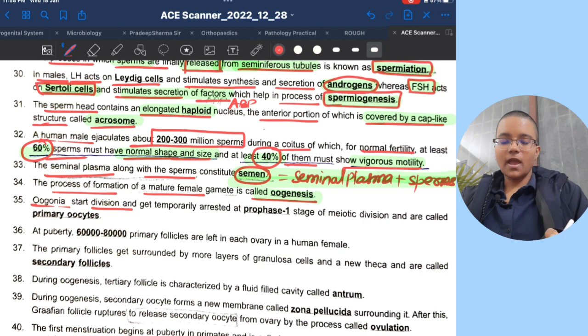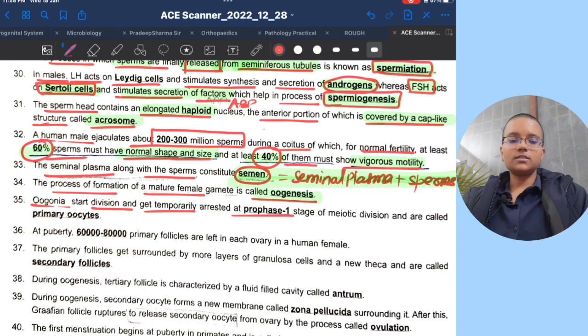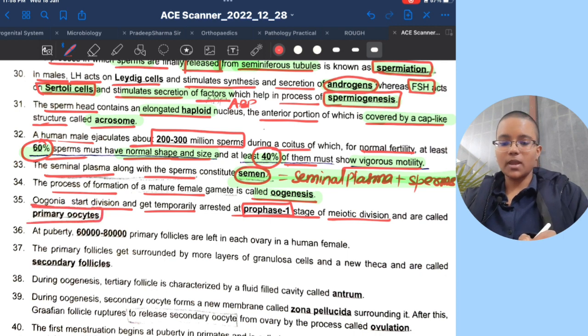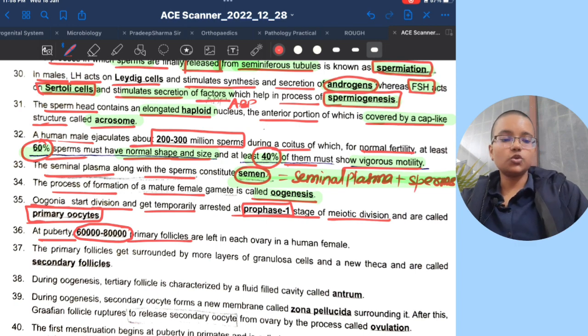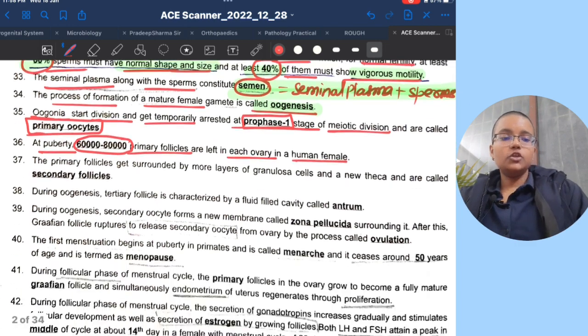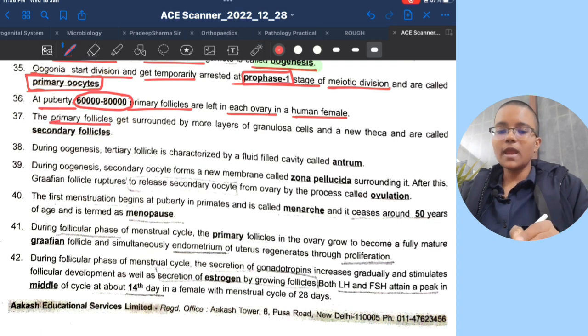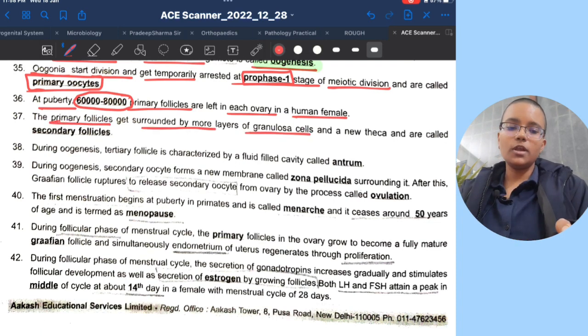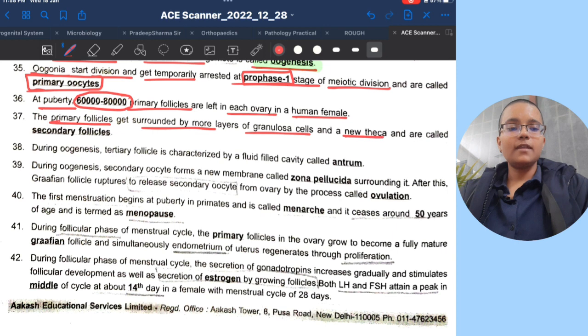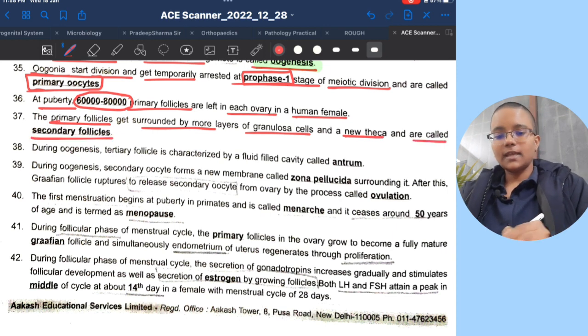Oogonia start division and get temporarily arrested at prophase 1 of meiotic division and are called primary oocytes. At puberty, 60,000 to 80,000 primary follicles are left in each ovary in a human female. The primary follicles get surrounded by more layers of granulosa cells and a new theca and are called secondary follicles.